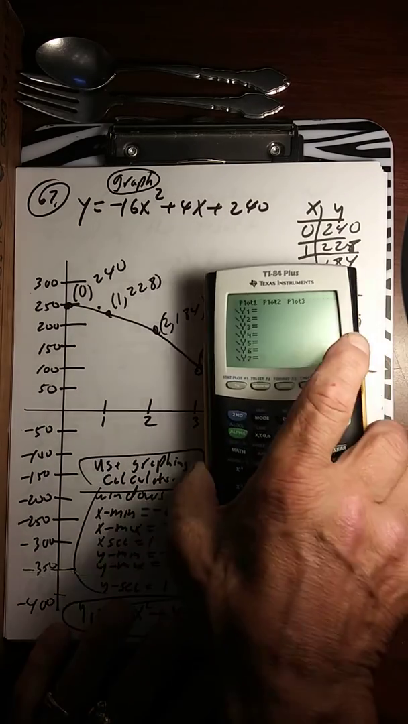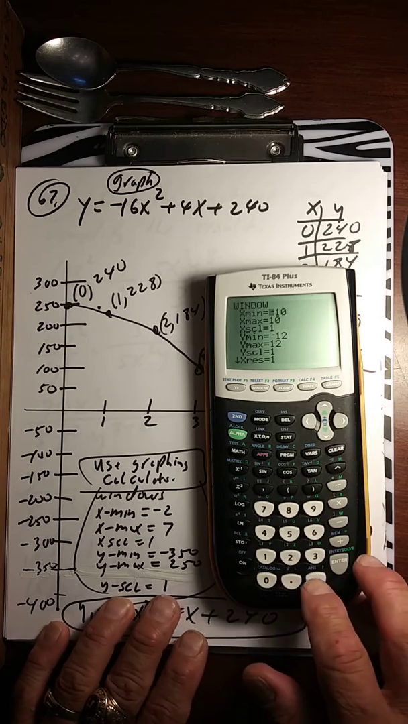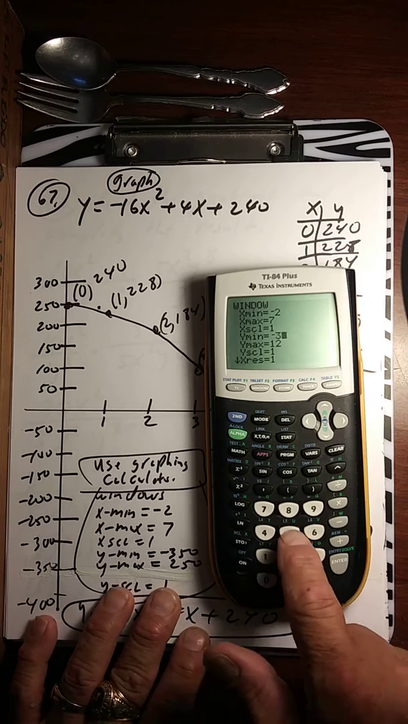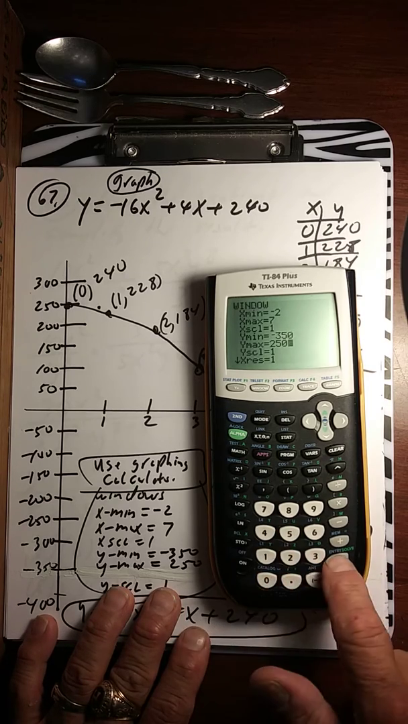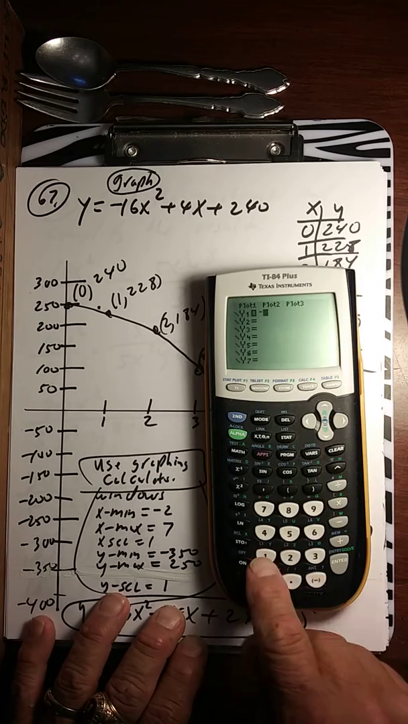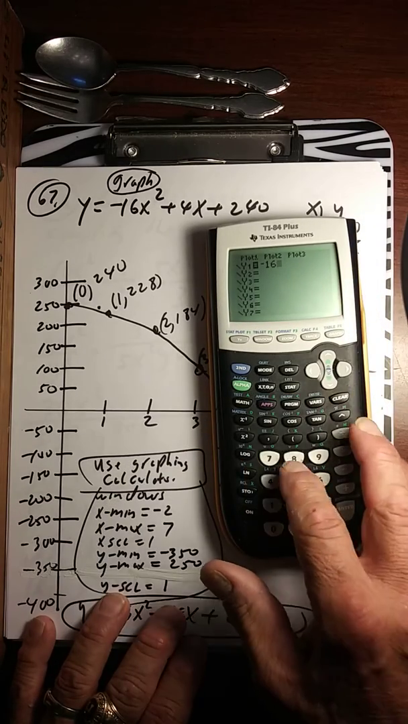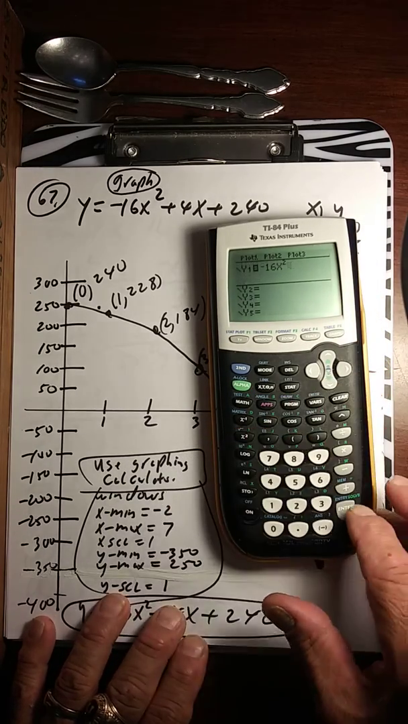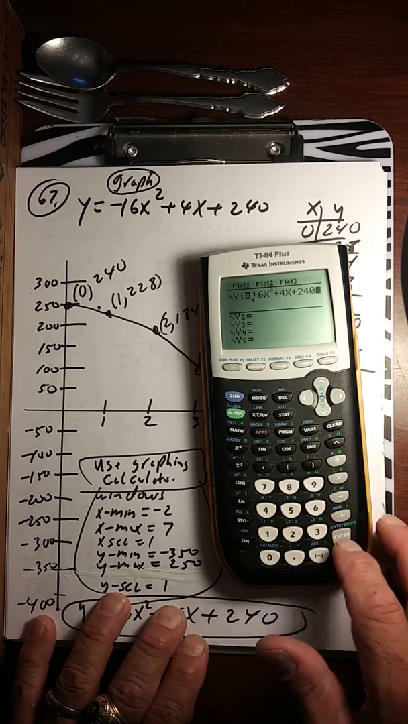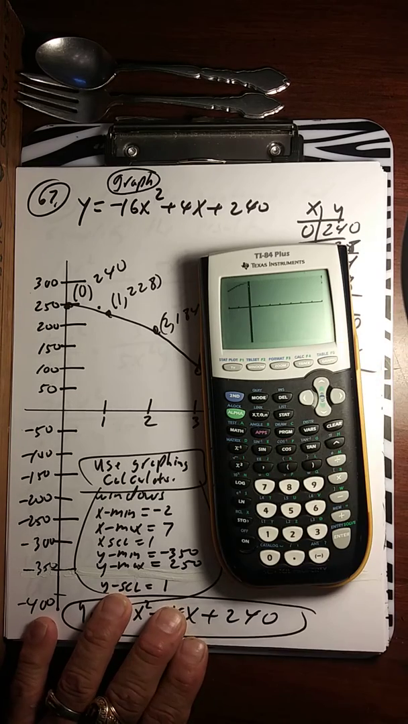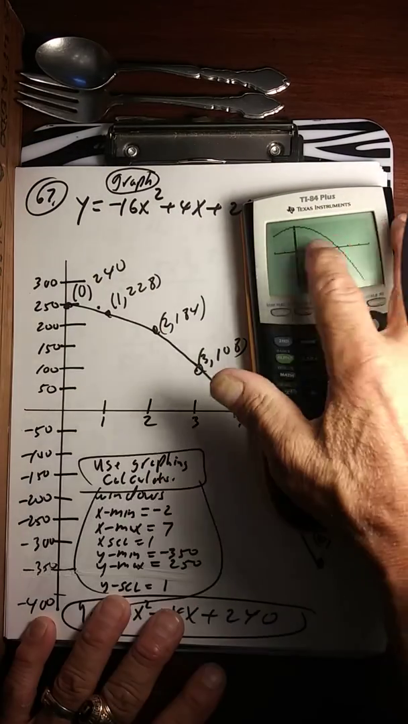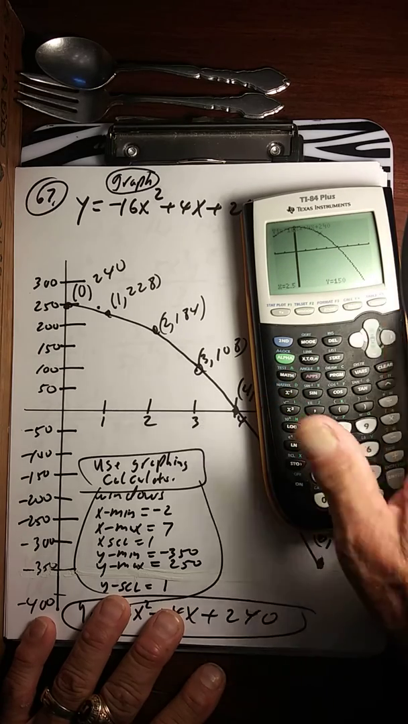Okay. Windows: negative 2, 7, and negative 350, and 250. Yep. So y is negative 16 x squared plus 4x plus 240. Okay, hit graph. There it goes. So there's a graph. You can trace it to get some points if you need to.